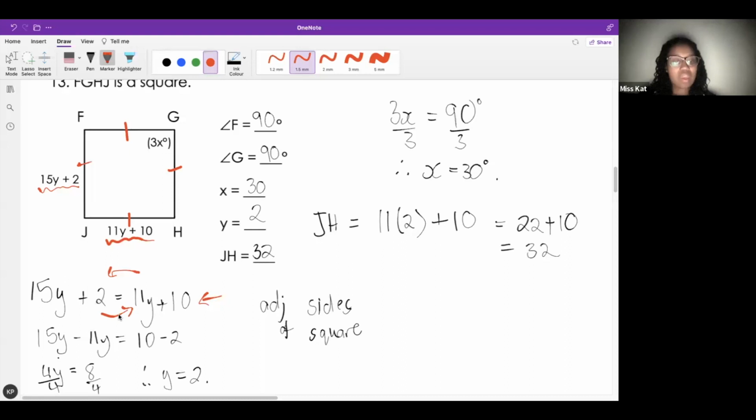And then 11y becomes negative because it went over the equal sign. 2 also becomes negative. Then we're left with 4y is equal to 8. So to get rid of that 4, I divide by 4 on both sides. And that's how we end up with y equals 2. Okay.